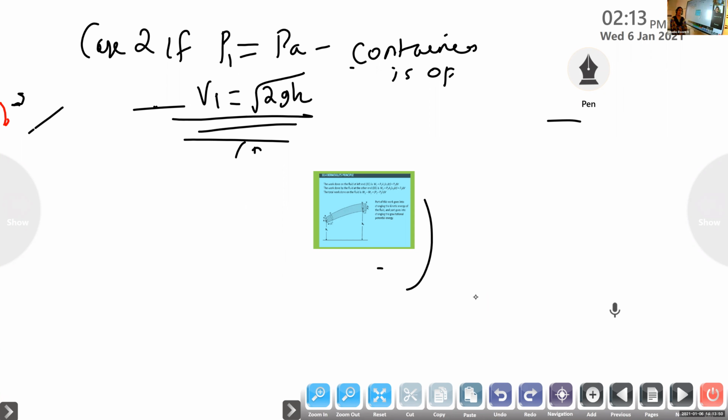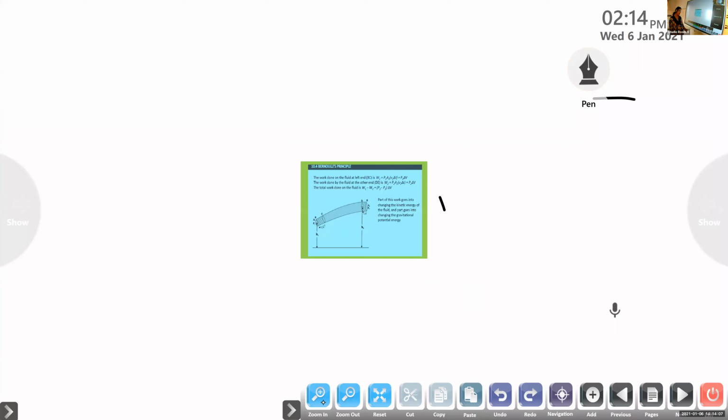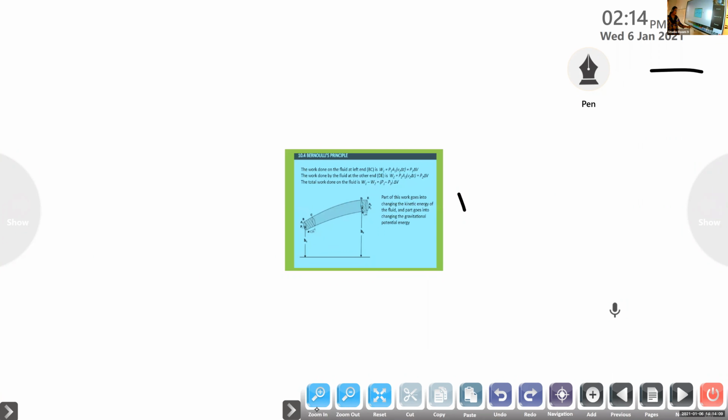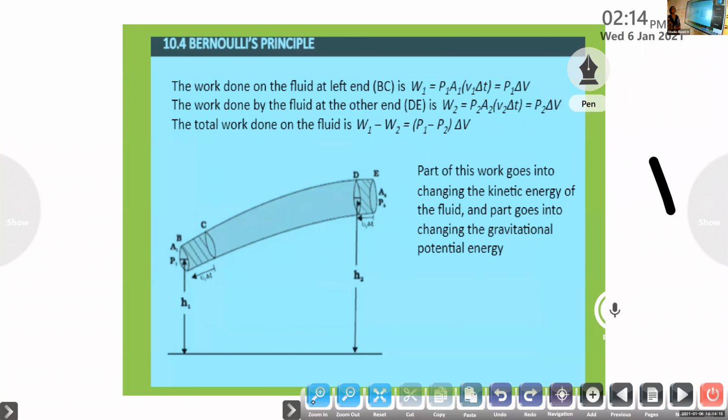So these all are based on equation of continuity. And now we are coming to Bernoulli's principle. Bernoulli's principle is based on equation of continuity. So same picture what you have drawn to prove equation of continuity, we are taking the same cases and same figure. Only thing we have to find out is the work done on the fluid, and conservation of energy applied here, and you will get an equation.